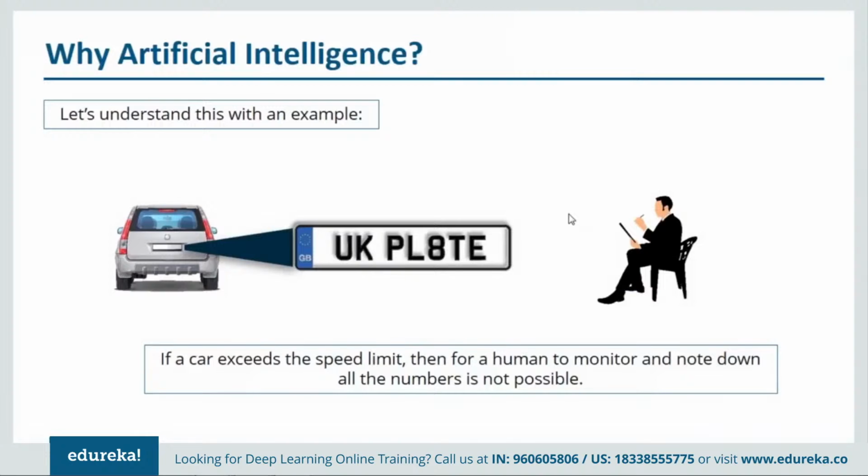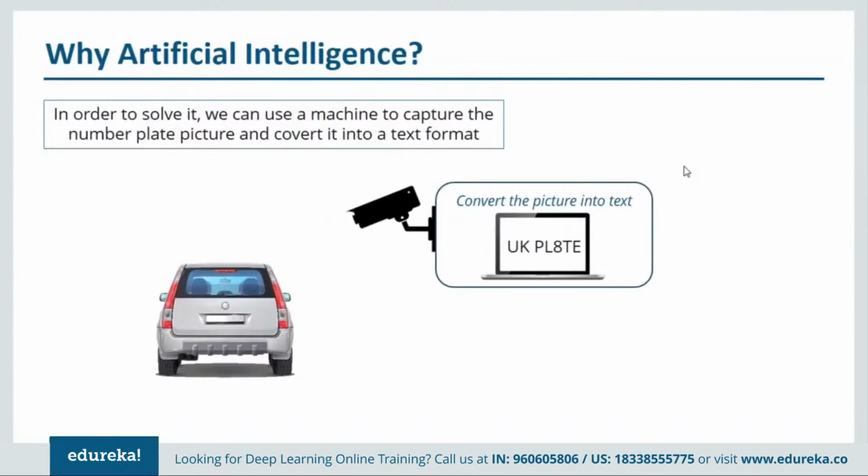Now let us see another approach to this particular problem. What we can do is make use of cameras that will click the picture of the car that exceeds the speed limit, and then we can convert that picture into text. For example, we have a UK plate. So in this way, the risk of human error has been reduced, and at the same time, machines never get tired. So because of that, you can capture all the images of cars that cross the speed limit.